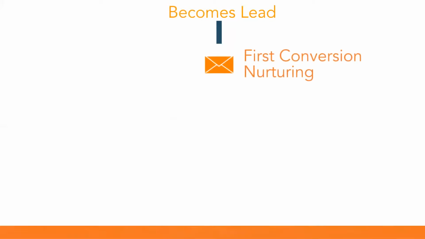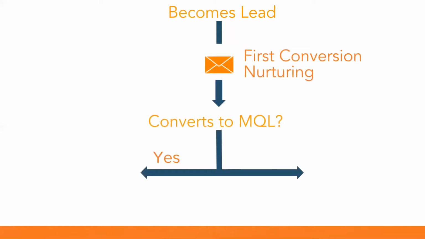So what does this look like? So people have become a lead. You've sent them the first conversion nurturing. Have they converted to MQL? So this is going to be a yes or a no. So if we look at the yes first, we're going to automatically trigger an internal email from a sales rep that pushes the contact to book a meeting. Pushes, maybe the wrong word there, encourages. So what you can do is you can automate everything from someone becoming a lead to receiving a welcome email, to receiving a conversion email, to getting an email from sales to book a meeting, book in that consultation.